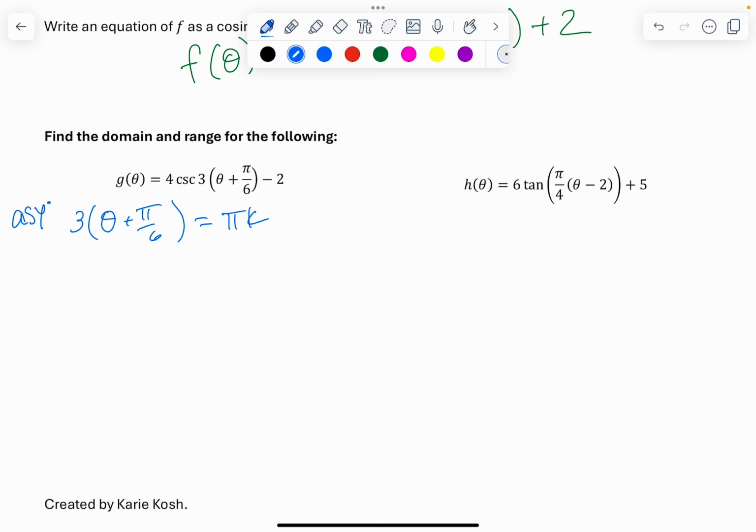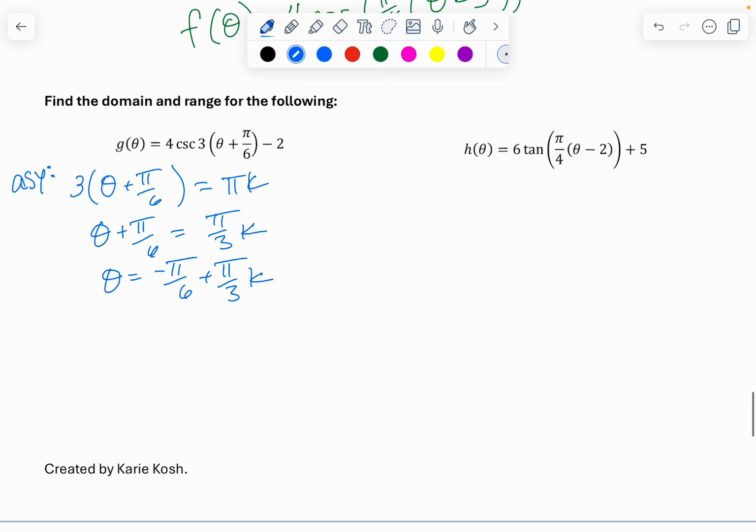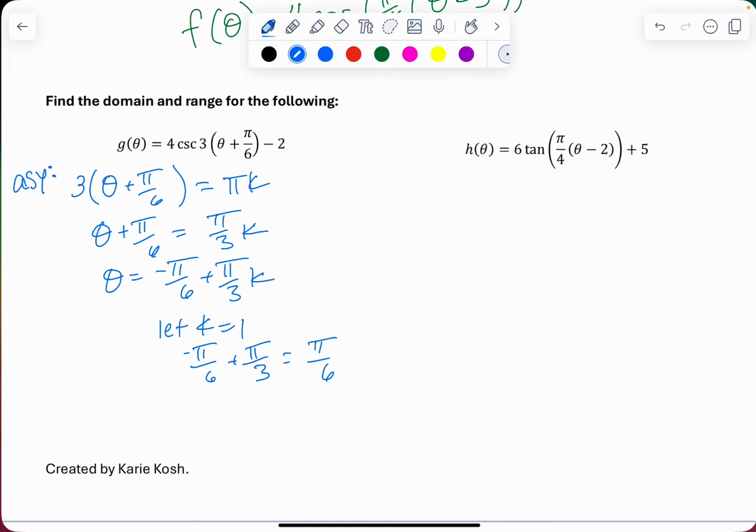Let's find the asymptotes first. That's what we're doing. And so then I'm going to divide by 3. And then I'm going to subtract pi over 6. Okay, now let me point out to you that if I plug in 1 for k, if I let k equal 1, then I have negative pi over 6 plus pi over 3, which is going to equal positive pi over 6. And so really and truly, these asymptotes, the first positive one would be at a positive pi over 6.